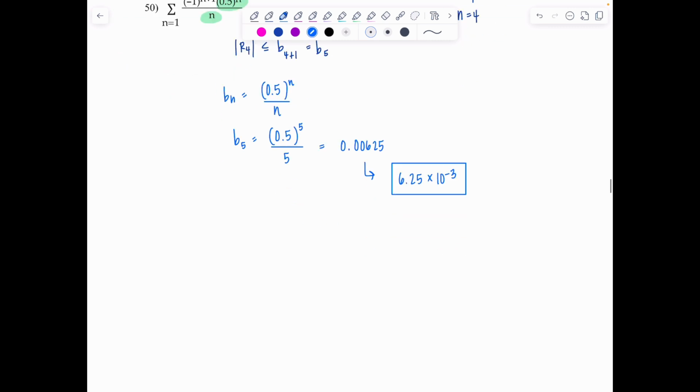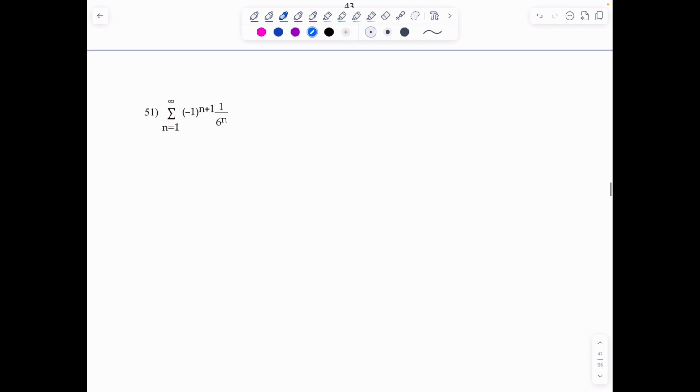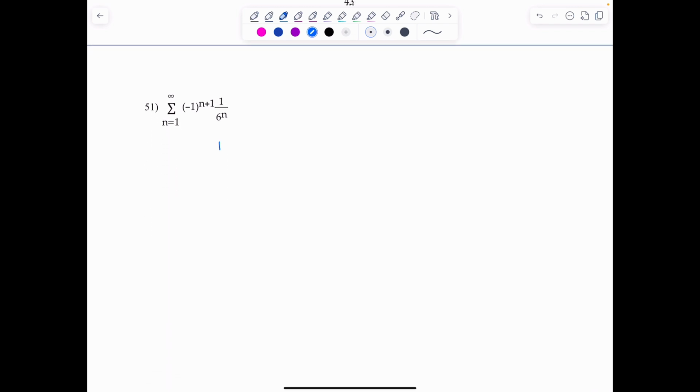Okay, let's try another one. Same thing, we're only summing up the first 4 terms. So the magnitude of the error for the sum of the first 4 terms is less than or equal to b sub 5. What's b sub n? Can you tell? Yes, it's 1 over 6 to the n. Good. So b sub 5 is 1 over 6 to the 5th. So that's 0.00012886. And then we can write this in scientific notation, 1.29 times 10 to the negative 4th.